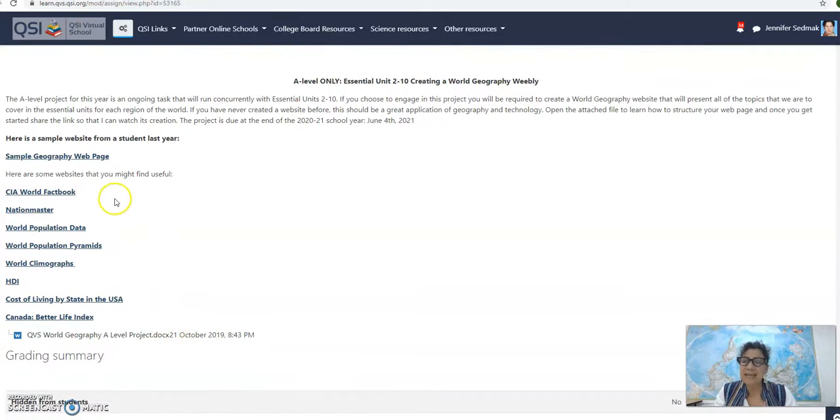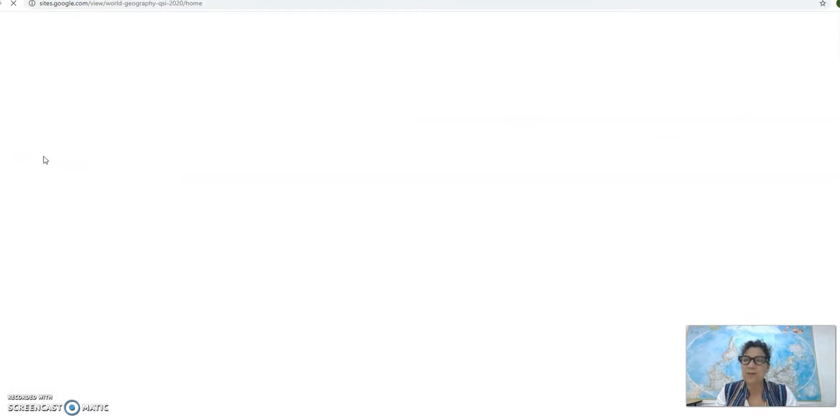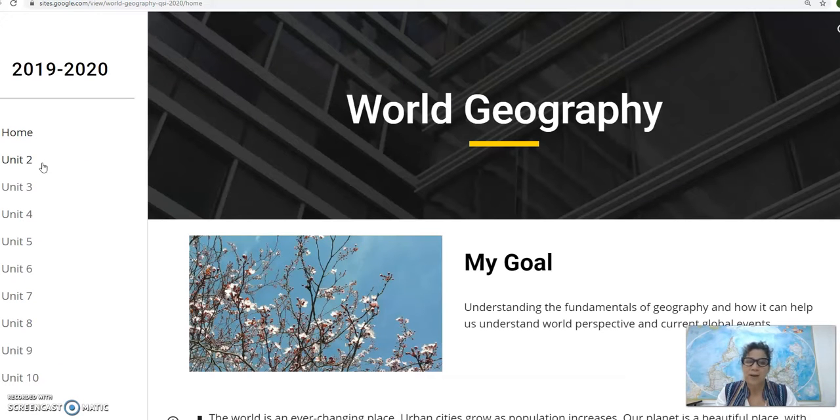Right now, as it stands, just take a look at the geography webpage that was a sample from one of my students from last year. So if I open this up, you can see how this student organized the world geography webpage from 2019-2020, investigating geographic features from Unit 2, 3, all the way up through 10.